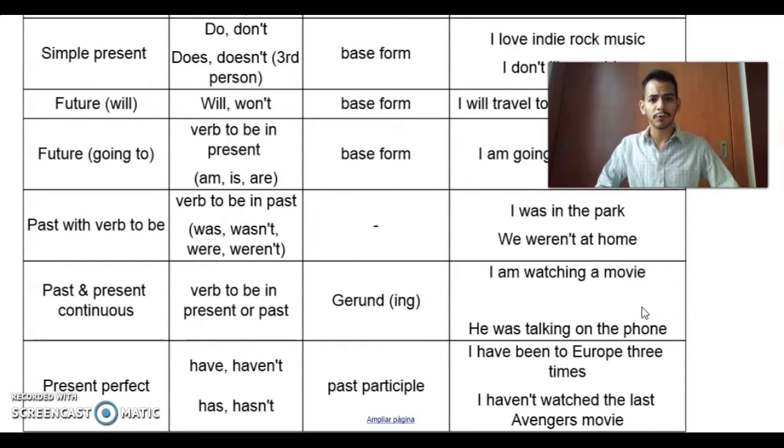Finally, for present perfect, the auxiliaries are have or haven't, has or hasn't. The verb is in past participle, and we have some examples over here. I have been to Europe 3 times. I haven't watched the last Avengers movie.